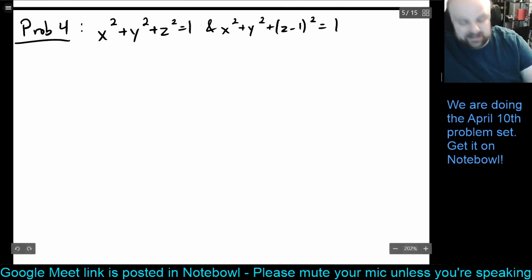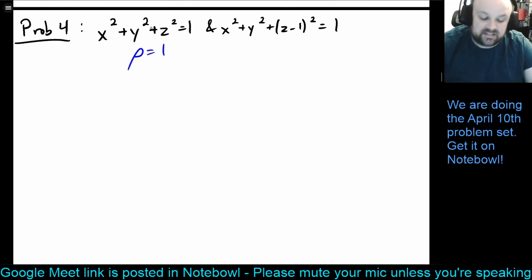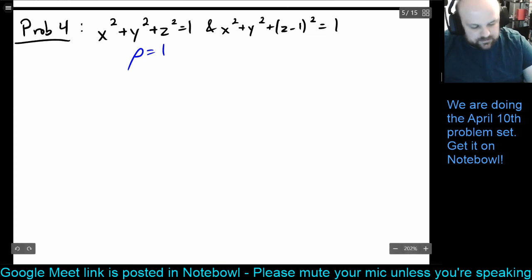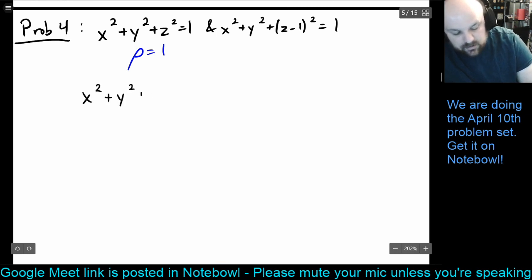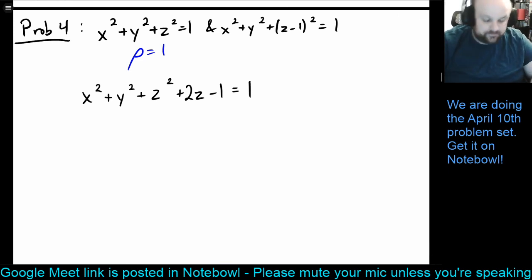All right. Easy enough. We need to switch these to spherical coordinates. This is a sphere of radius 1 centered at the origin, so this is just rho equals 1. Now, what about the other one? We have a little work to do. For this other equation, let's expand out this term. Okay, so we get this right here.